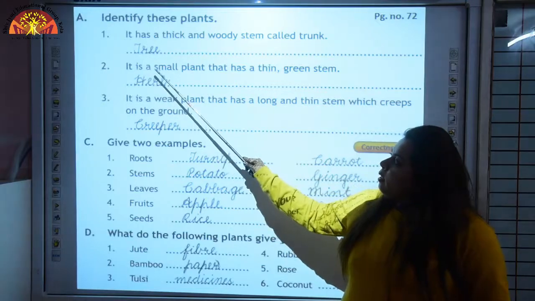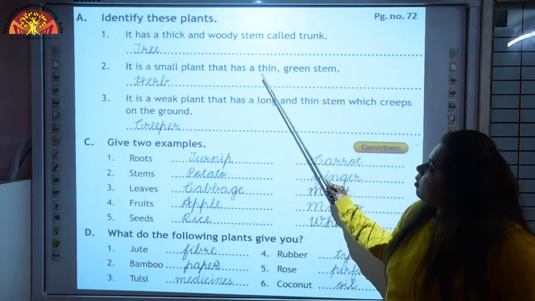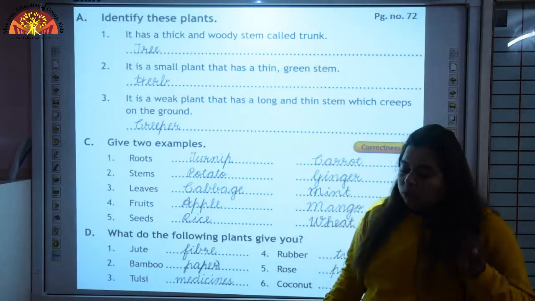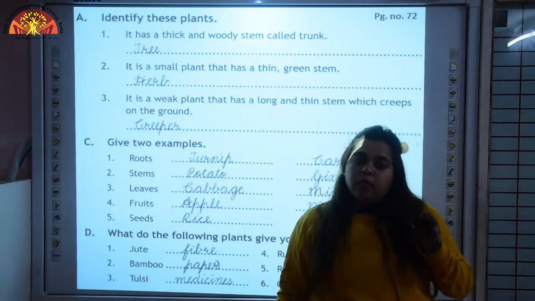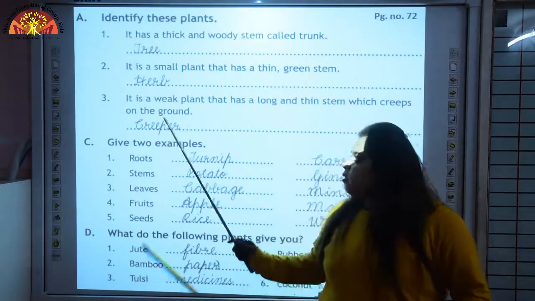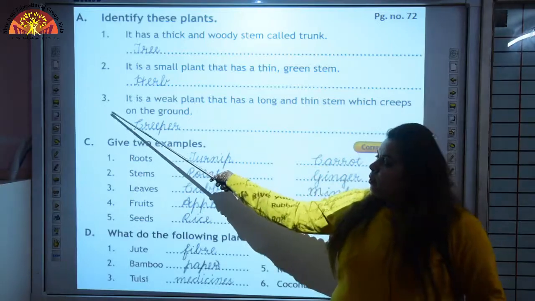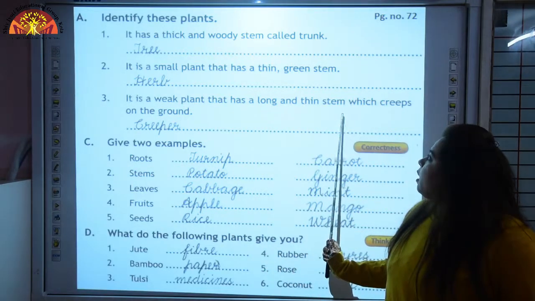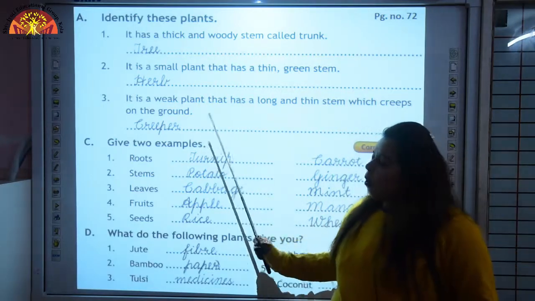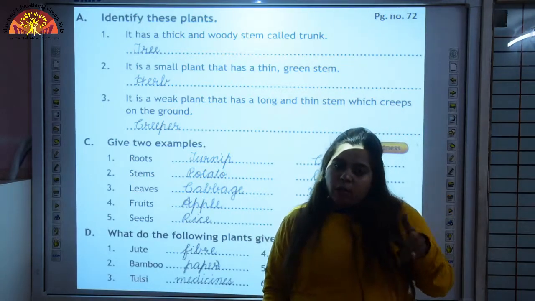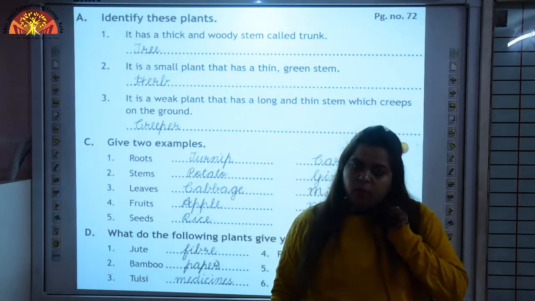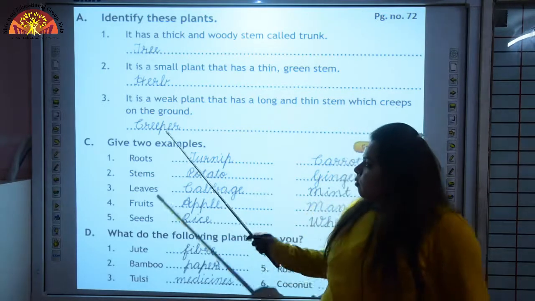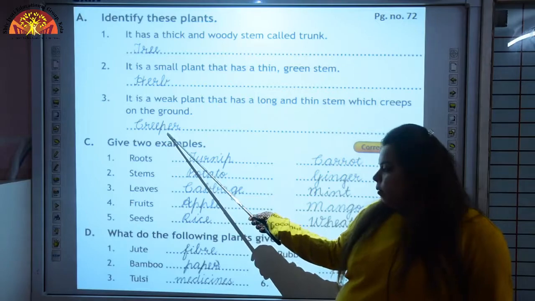Number 2, it is a small plant that has a thin green stem. Now, which is a small plant that has a thin and green stem? The answer is herb. Number 3, it is a weak plant that has a long and thin stem which creeps on the ground. Which has a thin and long stem that creeps on the ground, crawls on the ground? Answer is creepers. So, we will write creeper over here.